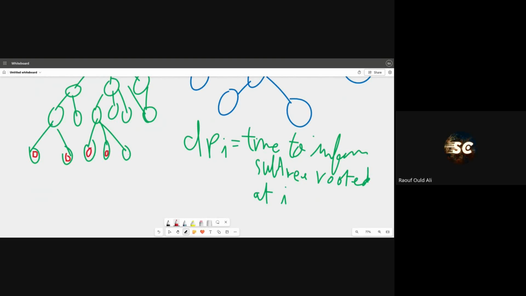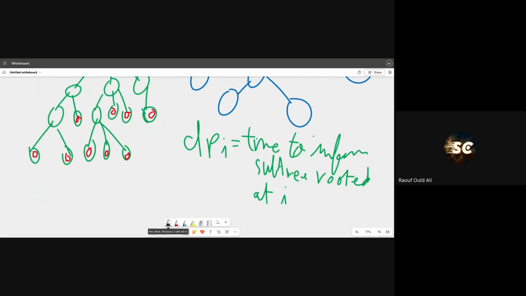Then how to compute DP of I if it's not a leaf? For DP of I, we will give priority to the child that takes the most time to inform its subtree. So we will sort the children by their DP value, in descending order.